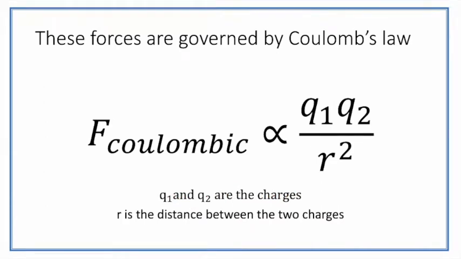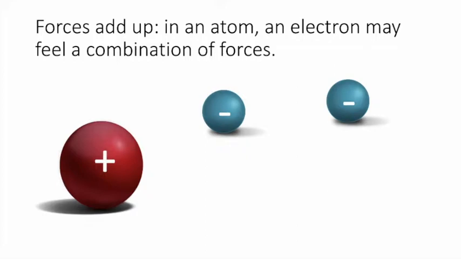Now let's talk about the forces on electrons. Most, if not all, periodic trends can be explained by the number of protons in the atom, the arrangements of the electrons in the atom, and the forces electrons exert on each other. Forces add up in an atom, and an electron may feel a combination of forces.